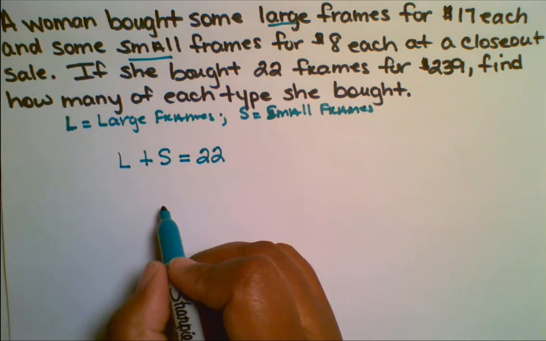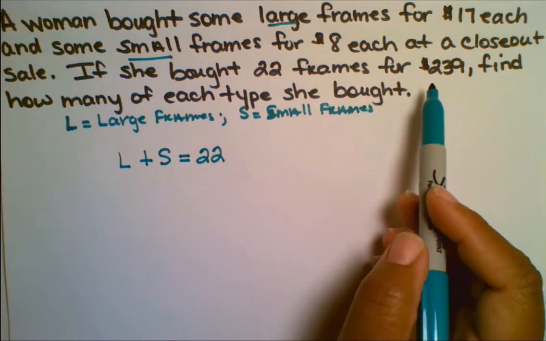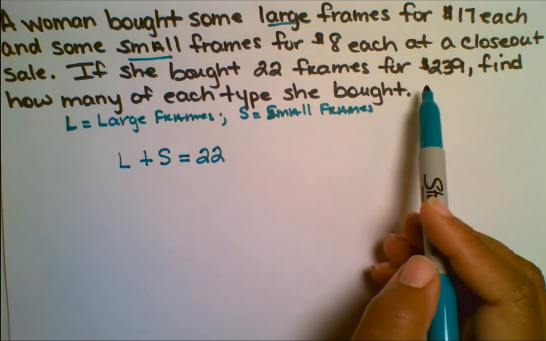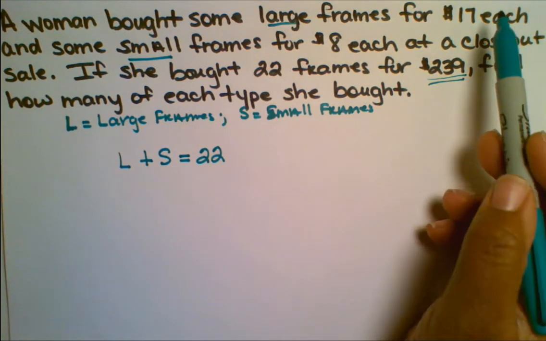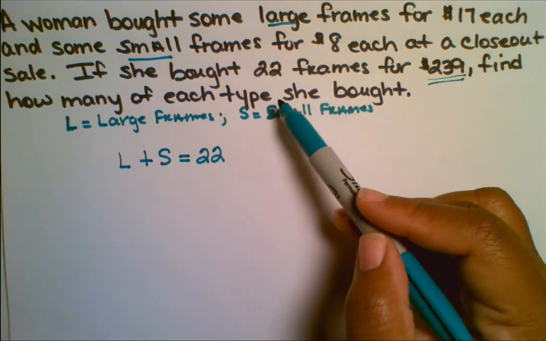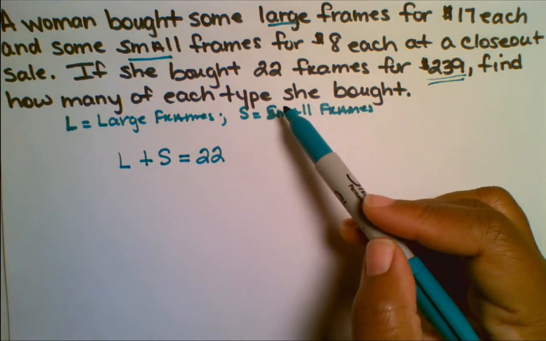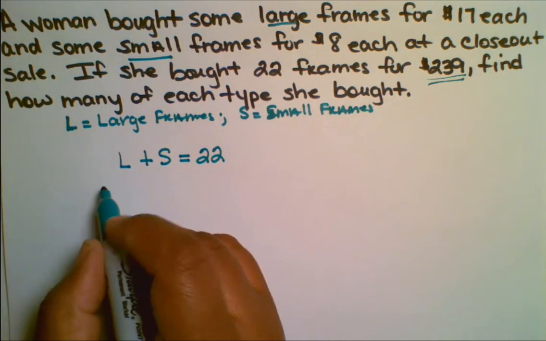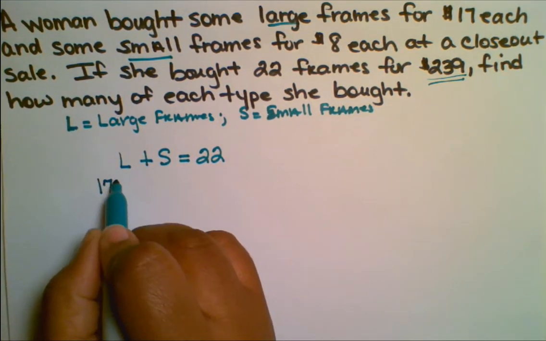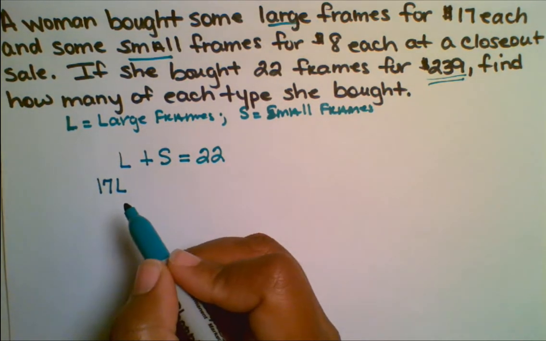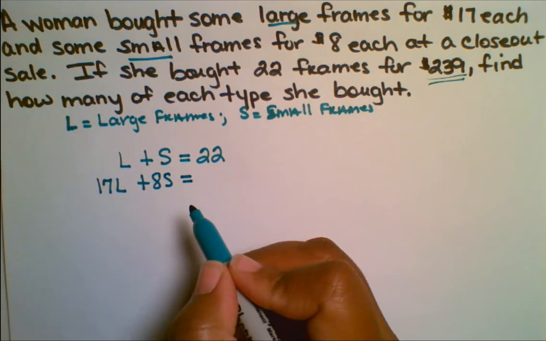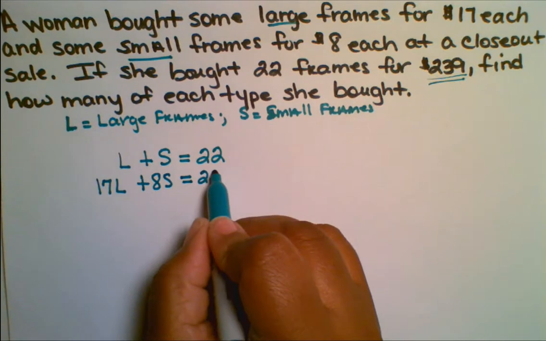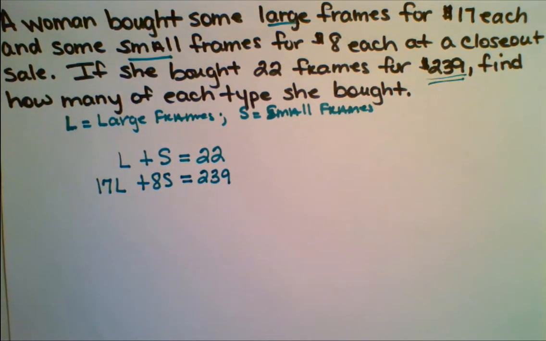Now our second equation is going to represent the cost. So we know that altogether she spent $239. We know the cost of each frame, but we don't know how many of each frame size. Okay, so we know that the large frames were $17, but we don't know how many she purchased. We know that the small frames were $8. We don't know how many she purchased of the small frames, but we know that she spent $239. So this is our linear system.